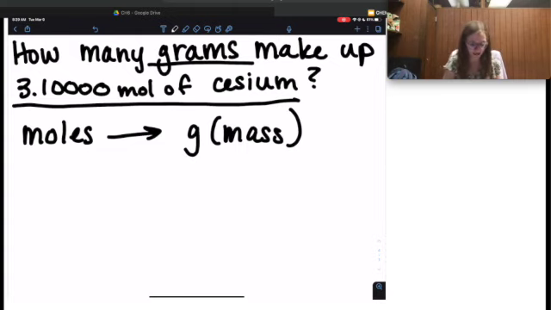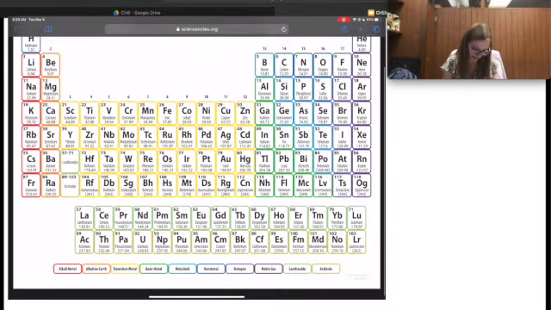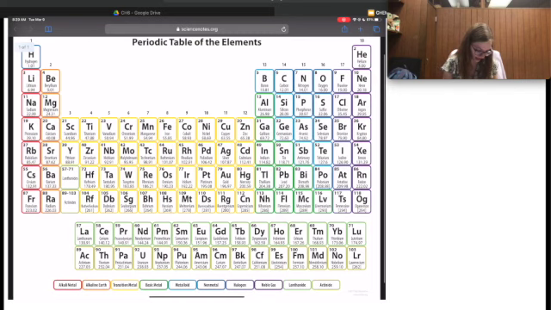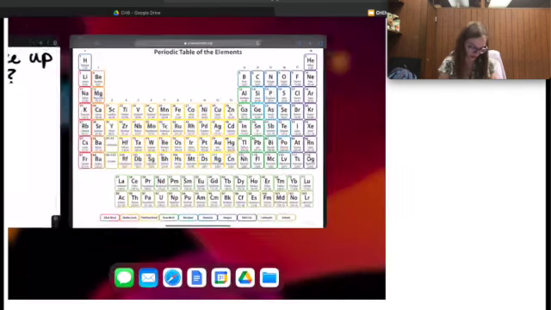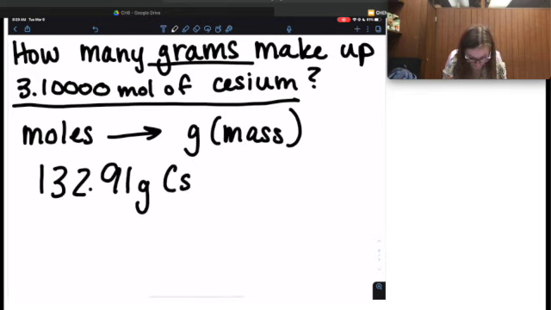So I'm going to go ahead and find the molar mass of cesium. The molar mass of cesium is 132.91. Cesium's number 55 in the bottom left-hand corner of your screen. So that's 132.91 grams of cesium for every 1 mole of cesium.